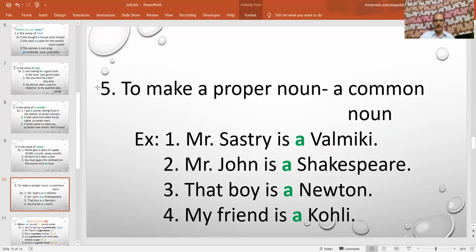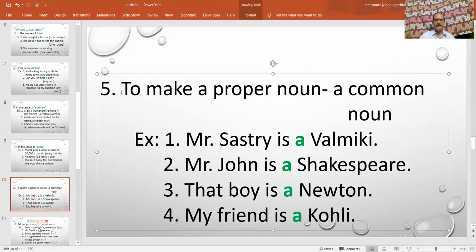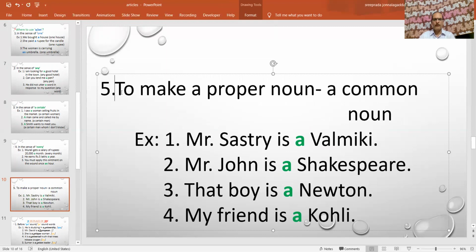Now let us move on to the next point: to make a proper noun a common noun. This is important. Usually we don't use this indefinite article before a proper noun, but we can use it to indicate a specific purpose. What is the purpose here? When do we use a or an before a proper noun? Look at example number 1.